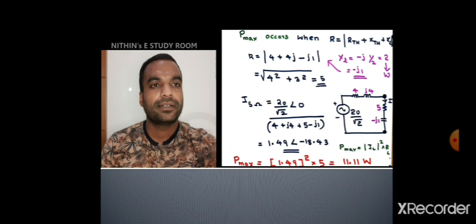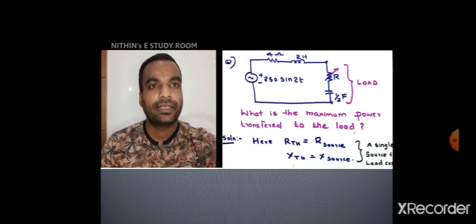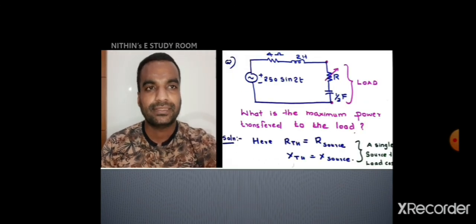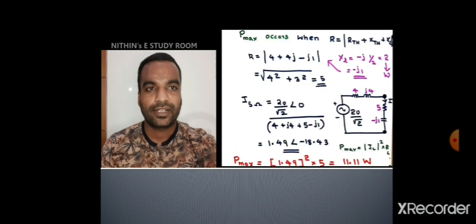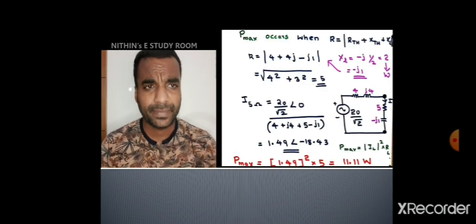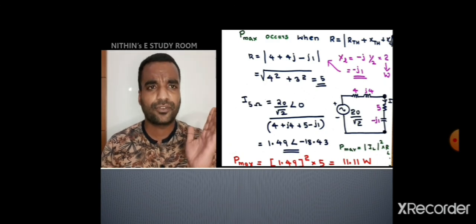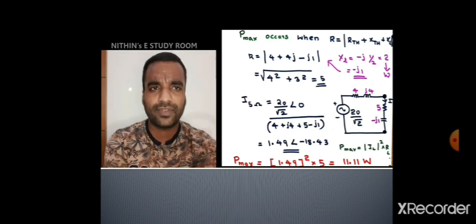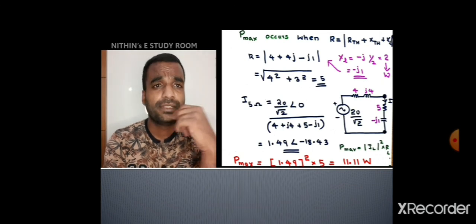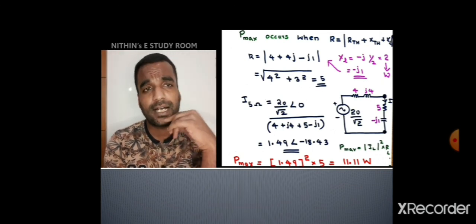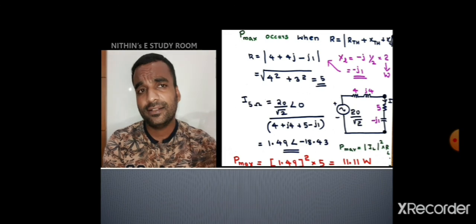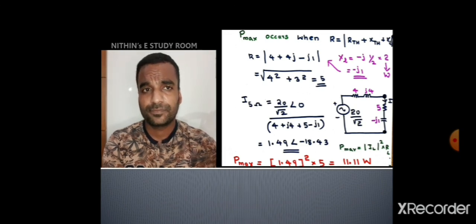I think it is not 250. It is 20 sine 2t. You please check because now we are taking it as 20. Maybe a mistake. So anyhow, for the time being, please take the voltage value of Vm as 20. So 20 by root 2, that is RMS value of voltage. And angle we can take as 0.